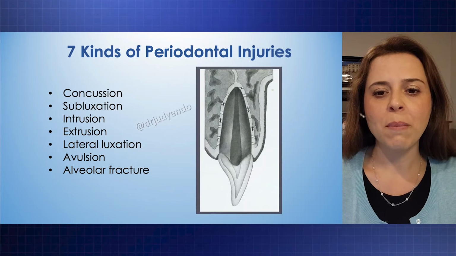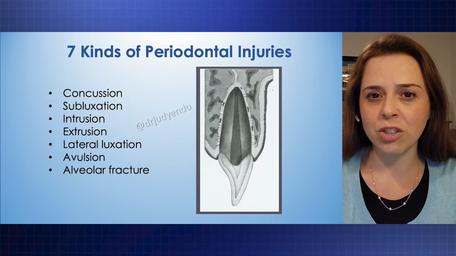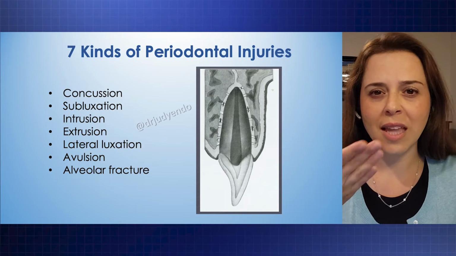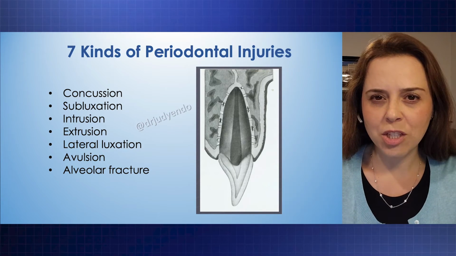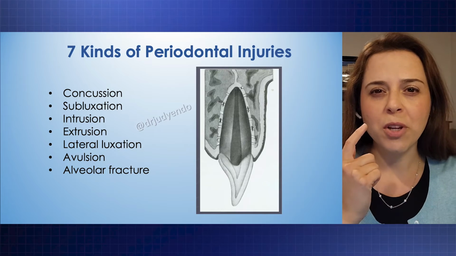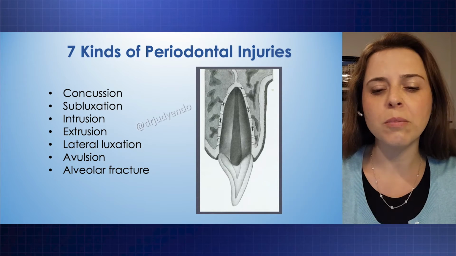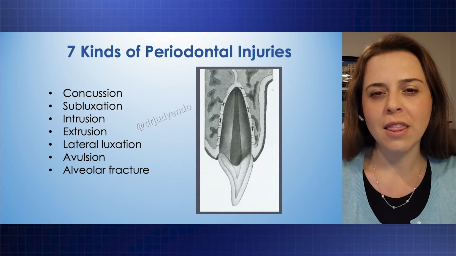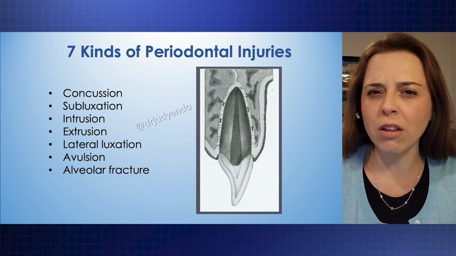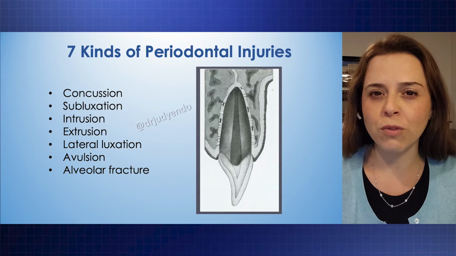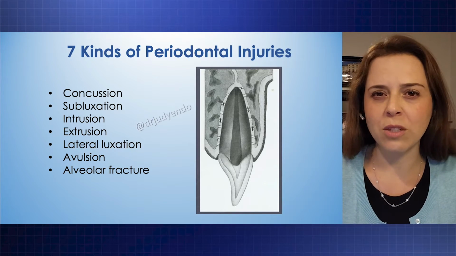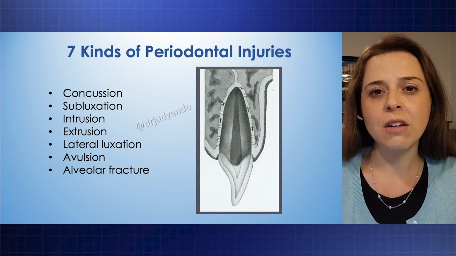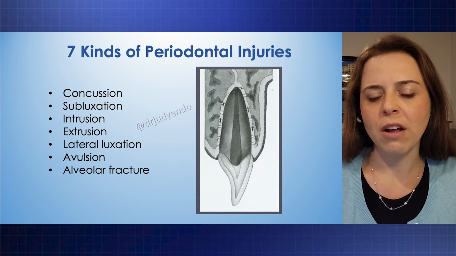You also have periodontal injuries, and the periodontal injuries are 7 kinds. So you have a concussion, which is a light bump. You have a subluxation, which is more of a bump, but you're going to see crevicular or sulcular bleeding in a subluxation. You have intrusion, extrusion, lateral luxation, which essentially all of those mean that the tooth has moved up, down, or sideways, or buccal palatally in any which direction, and avulsions, and then the more severe alveolar fractures.